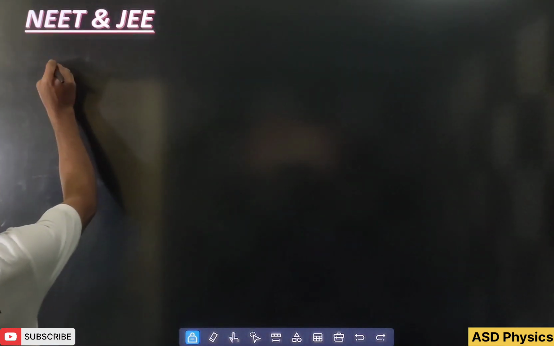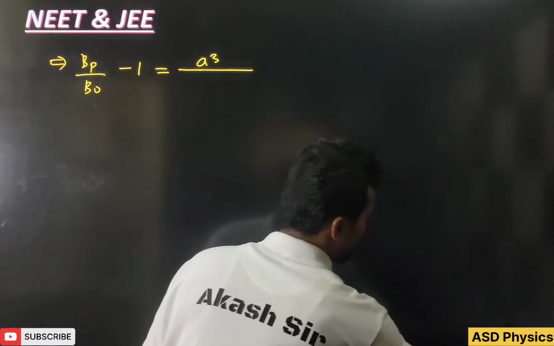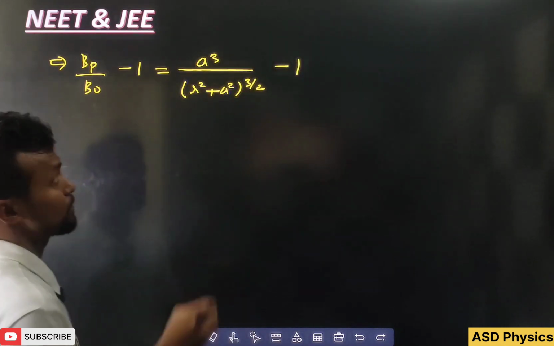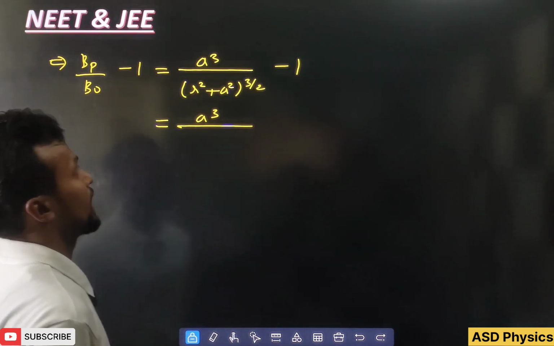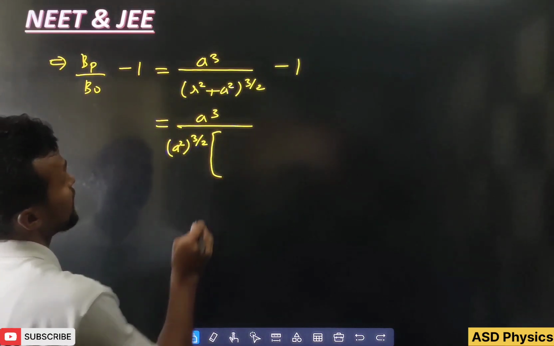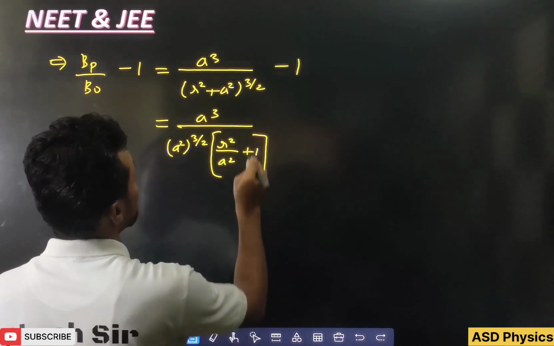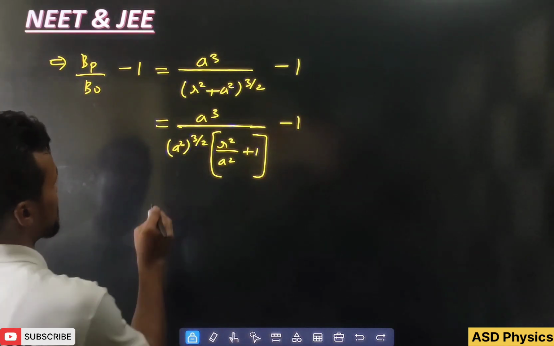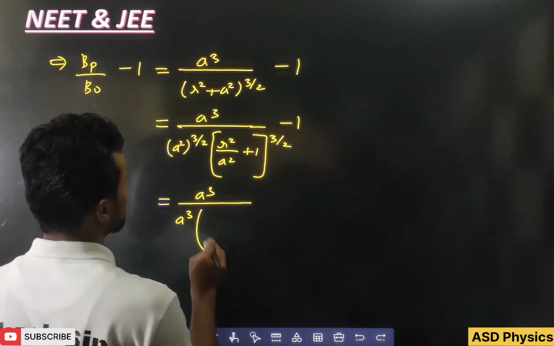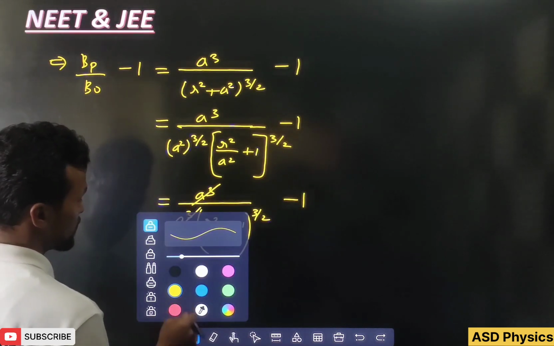So now students, if I am calculating here the fractional change, that means BP by B naught minus 1, what is coming here? A square into A cube. And let's see the backside here: R square plus A square power 3 by 2, minus 1. After that, I can write here A cube. And if I take A square outside, it will become A square power 3 by 2, and what this will become here is R square by A square plus 1, minus 1. Now because A square I have taken outside, we have A cube here, and here 3 by 2 is there, R square by A square plus 1 power 3 by 2, minus 1. Now this A cube is also cancelled.